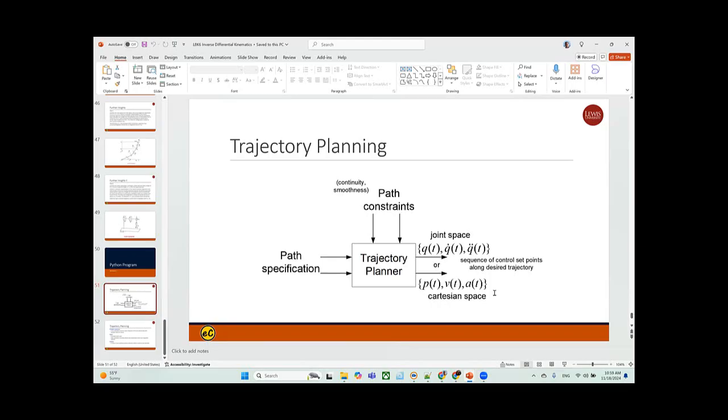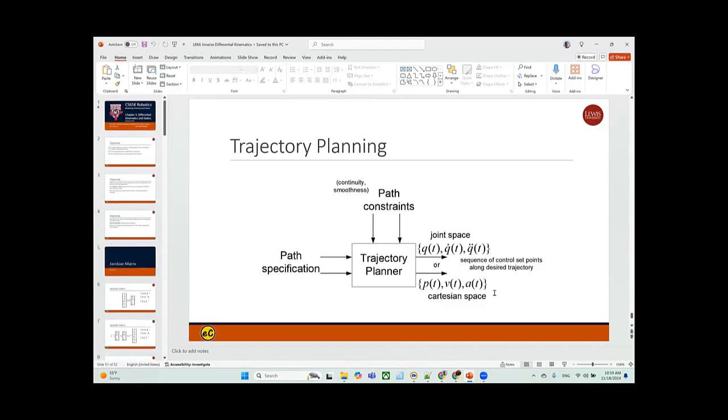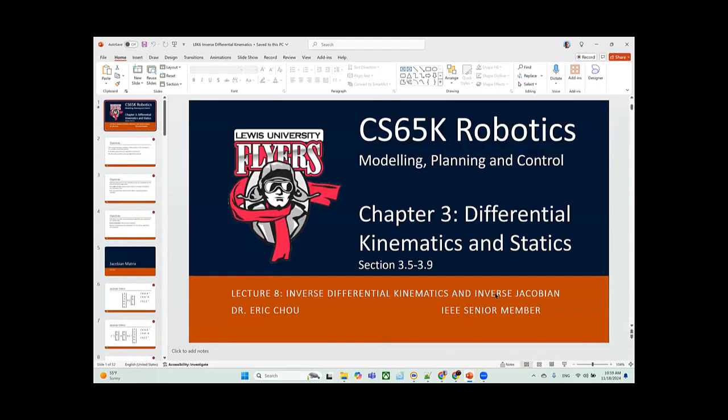Week 5, I'm sorry, week 5. It actually is this one on the inverse differential kinematics and inverse Jacobian.